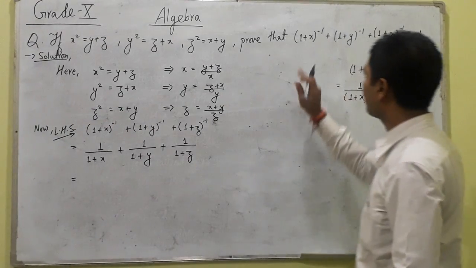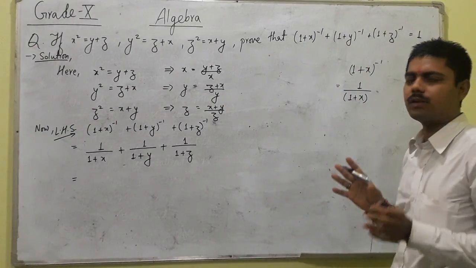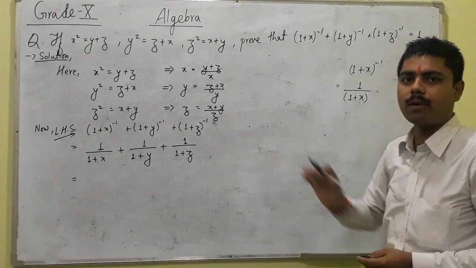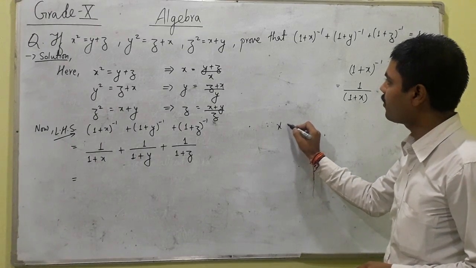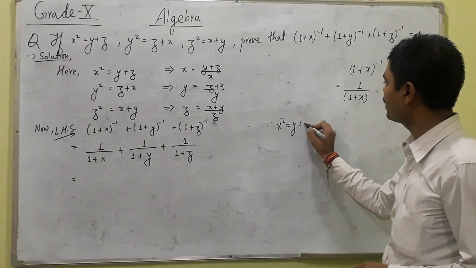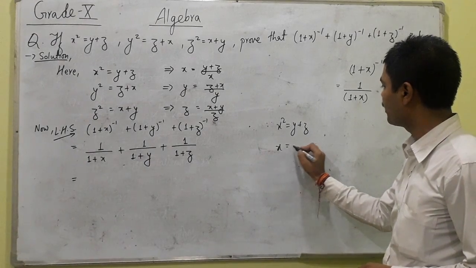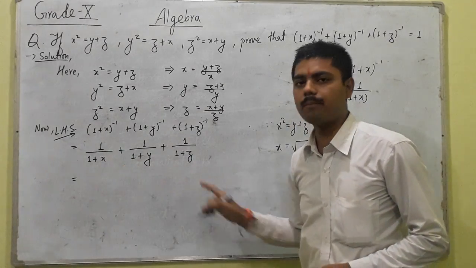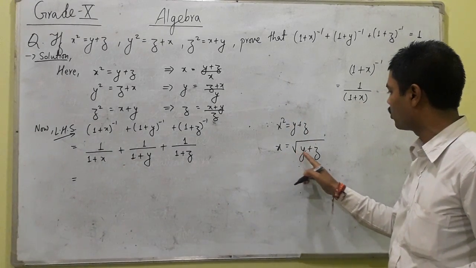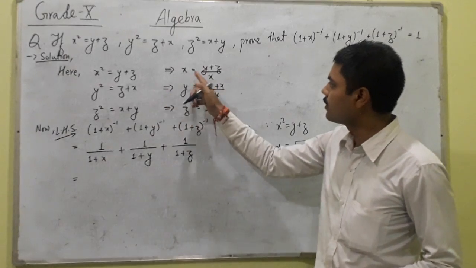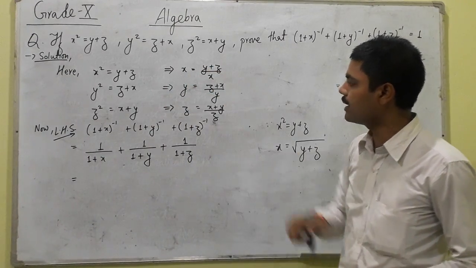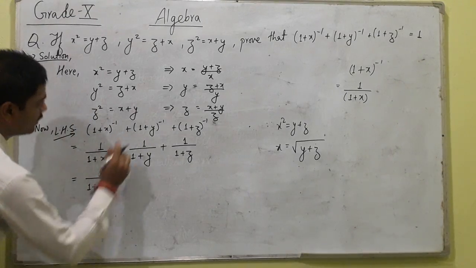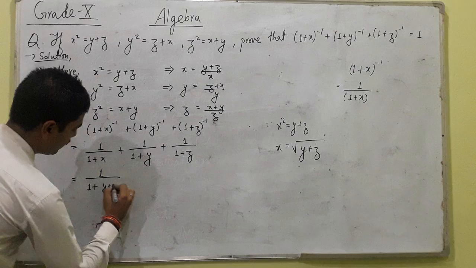Otherwise, most of the students get confused solving this question. It looks a little bit tough because of the power minus 1, and the students are afraid of solving this type of question and they give up. So I have come to know an easier method. x square is equal to y plus z, and most students try the root of y plus z, and the value becomes more complex if they put x equals root y plus z. But if you put the value of x in the form of y plus z upon x, it will be easier to solve. You can see here 1 upon 1 plus, in place of x you write y plus z upon x.